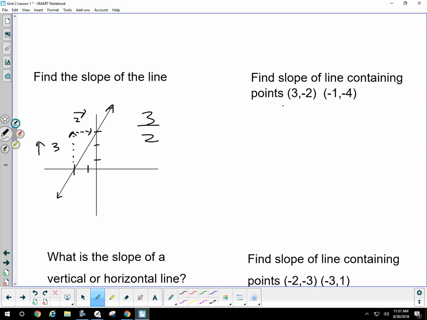If I have points, you can consider one of these x1, y1, the other one x2, y2. As long as you are consistent, subtract your y's, subtract your x's. If we have subtracting a negative, change it to plus a positive or plus a negative. If you're just subtracting, that might help you. This is -2 over -4, which is 1/2.